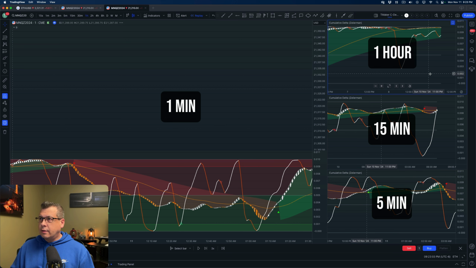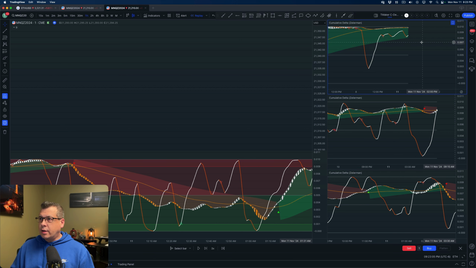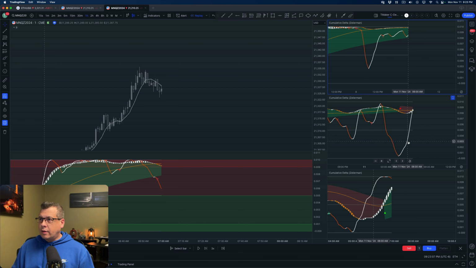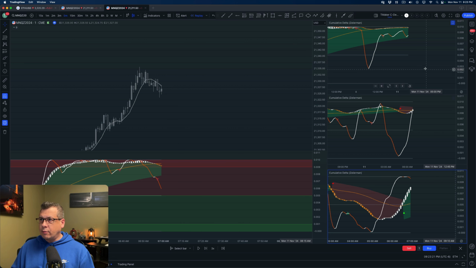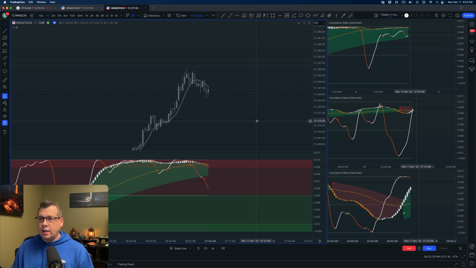So on the hourly, we are in an uptrend. On the 15 minute, we are also in an uptrend, and on the 5 minute, we are also in an impulsive move to the upside here. However, I'm not really going to be looking at the higher time frames. I'm just going to be focusing on the 1 minute and the 1 minute signals.